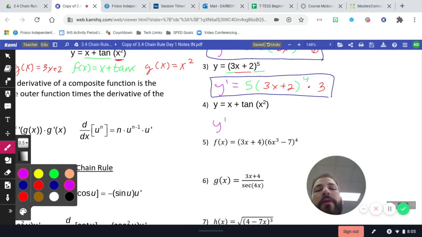So y prime is equal to: x would just become 1, and then plus is still plus. Now I'm going to apply my chain rule just to that tan of x squared. So tan is my outside, x squared is my inside. The derivative of tangent would be secant squared. X squared on the inside stays the same. And then the derivative of x squared would be 2x.